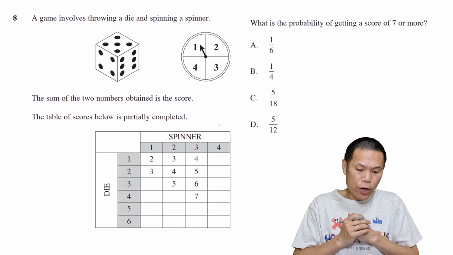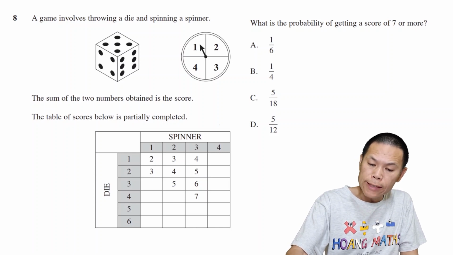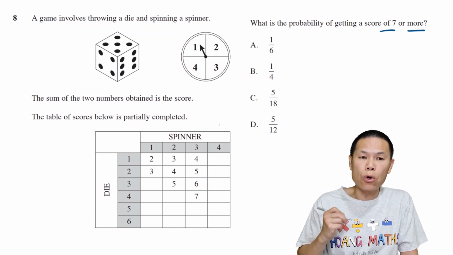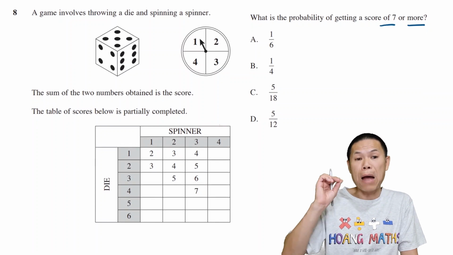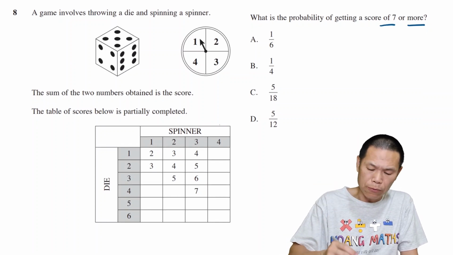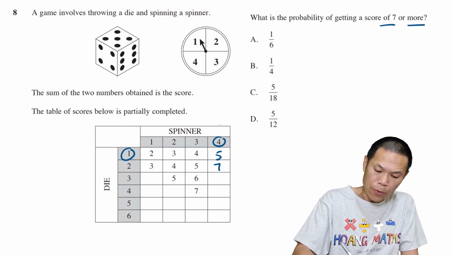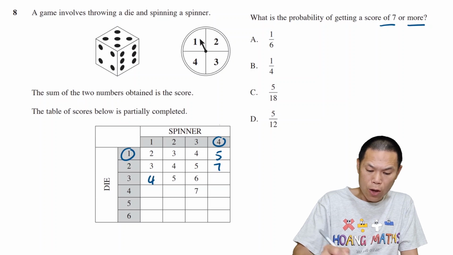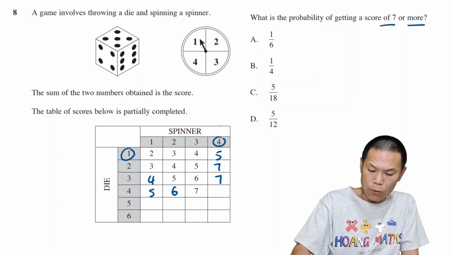Question 8. We need to work out the probability that the score is 7 or more when the two scores are added together. So that's what that meant. The table is partially complete, so let me just complete the table first. This is spinner 4. We add the die, that is 1, so 5. Similarly, 4 plus 2 gives me 7 here. And 3 plus 1 gives me 4. And 4 plus 3 is 7. And 1 plus 4 is 5. 4 plus 2 is 6. 4 plus 4 is 8.